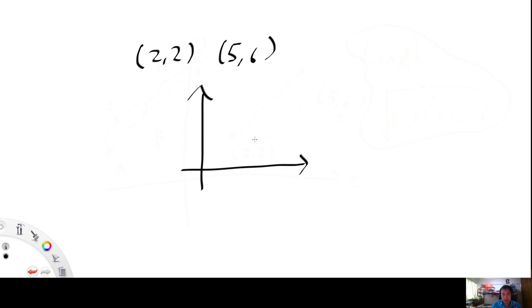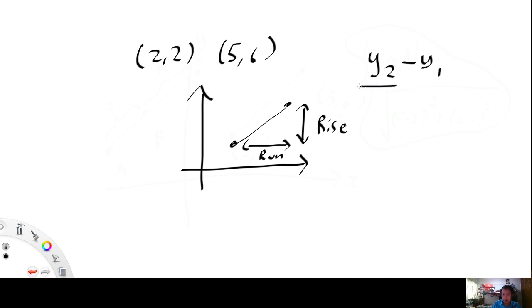Okay, so if I give you 2 points, again, let's use the same 2 points. So (2, 2) and (5, 6). I don't want to find length, I want to find the gradient. So the gradient, it's not the length this time, but actually in sec 1 we learned it is the rise over the run, right? So the formula is y2 minus y1 over x2 minus x1.